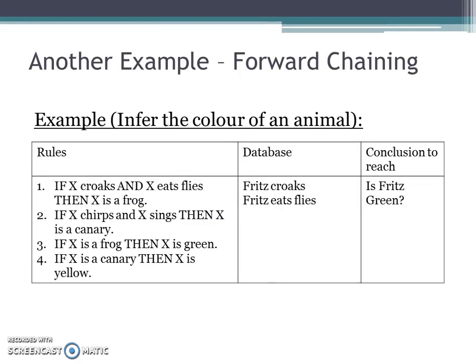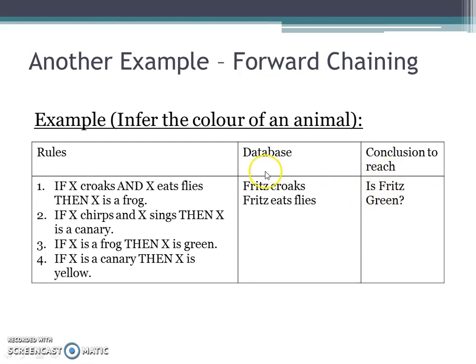So here comes my own example, which I got from the internet, where in this case we were trying to use the rule-based system to infer the color of an animal. Right. So let's say I have an animal, and the name of the animal is Freeze. So I want to know whether Freeze is green, given the facts that I know so far about this animal.